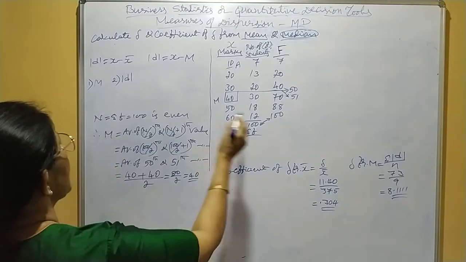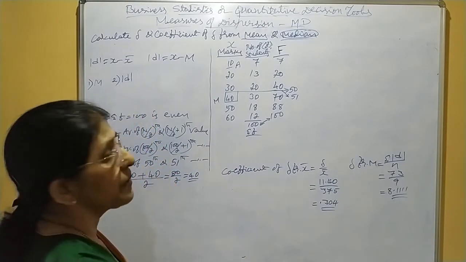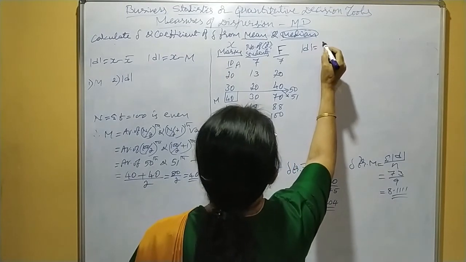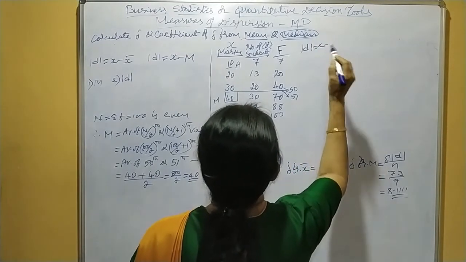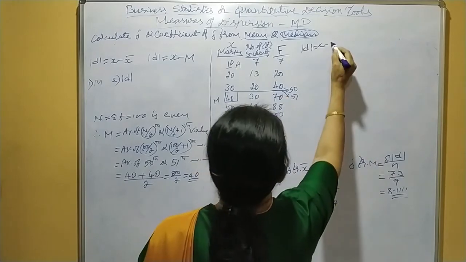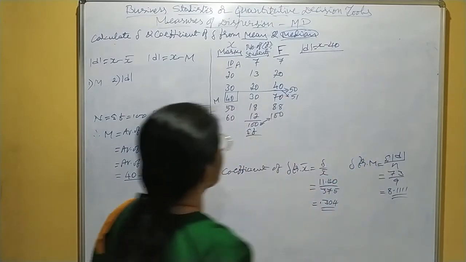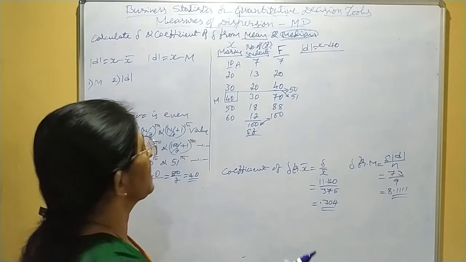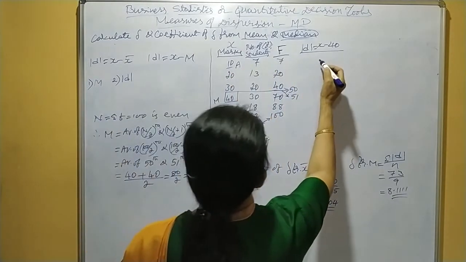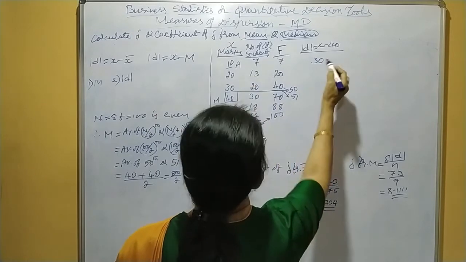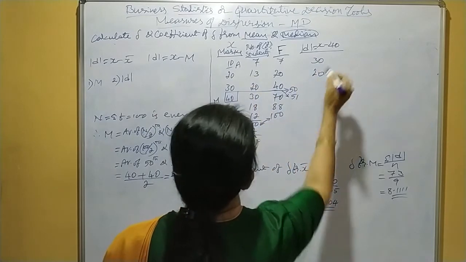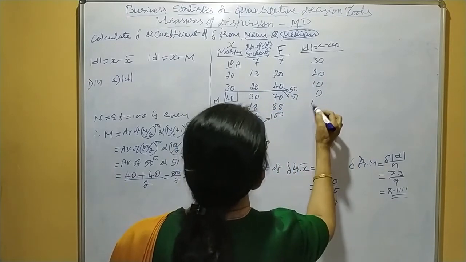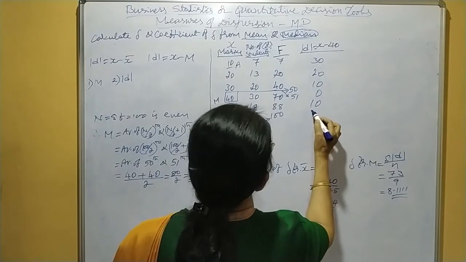So m is over. Next step is modulus d. Here modulus d equals x minus m. M means median, that is 40. Here also just take the difference, ignore the algebraic signs, plus and minus. 10 minus 40, 30; 20 minus 40, 20; 30 minus 40, 10; 40 minus 40, 0; 50 minus 40, 10; 60 minus 40, 20.